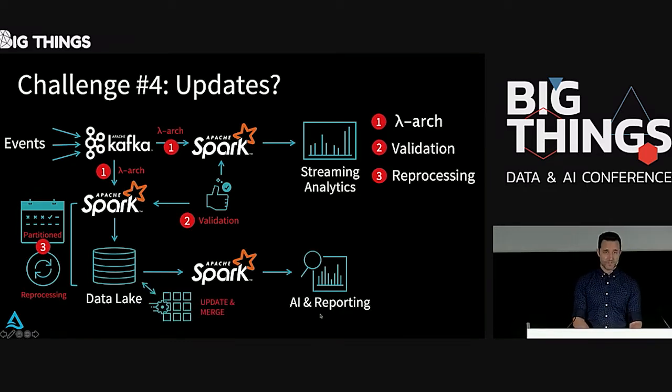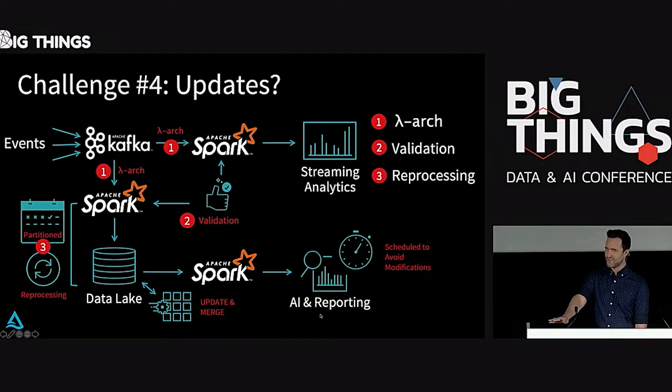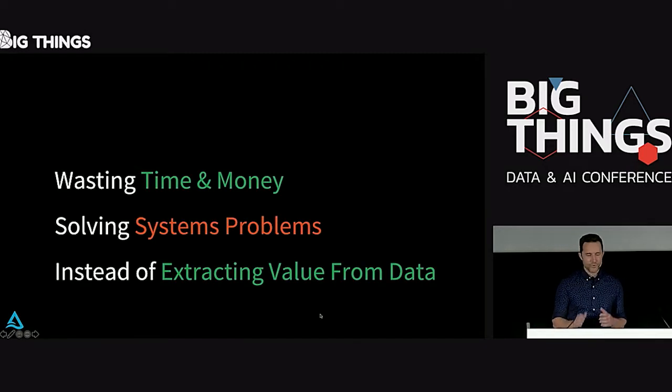We'll write a whole other set of Spark programs that can handle doing updates and merges. You've got to be really careful here, though, because if you modify data while people are querying it, they're going to get the wrong results. So we'll schedule this. We'll only run GDPR at 1 in the morning, and we'll make sure that our batch jobs don't start until 3 in the morning, and we'll hope the GDPR job definitely finishes before then. But again, this is something that we can handle, and we add these updates. But what you'll notice is this is a very complicated architecture. And I think the theme here is you're wasting a lot of time and money solving these well-known systems problems rather than doing what you really want to do, which is extract value from your data.